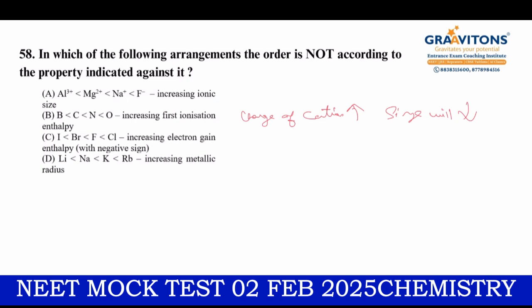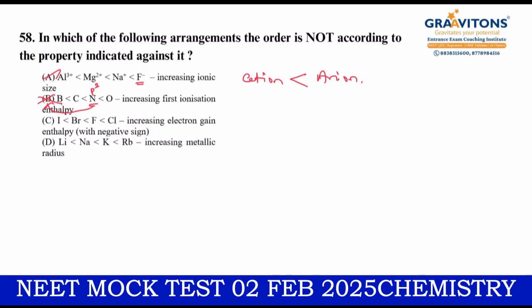What about B option? We have boron, carbon, nitrogen, oxygen, and the order given is increasing first ionization enthalpy. So here oxygen has a lower first ionization enthalpy, whereas nitrogen will have a higher one. Why? Because nitrogen has a half-filled electronic configuration, 1s2, 2s2, 2p3. Because of this half-filled p orbital with 3 electrons, the option is incorrect here.